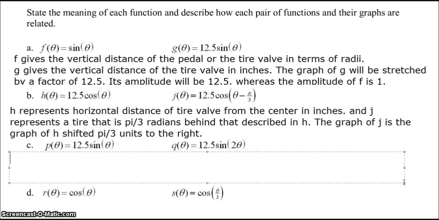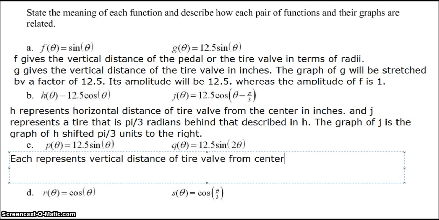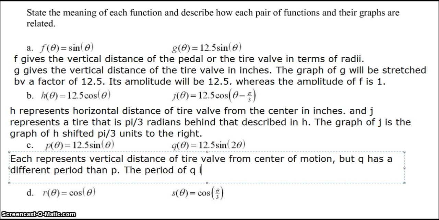Okay, let's see. In this one, each of these represents vertical distance now that it's sine, from the center of motion, but Q has a different period than P. The period of Q is 2 pi over 2, or just pi. So it rotates quicker.